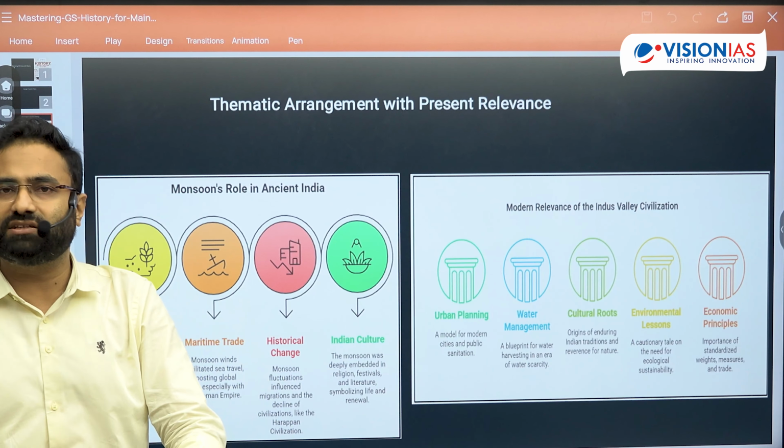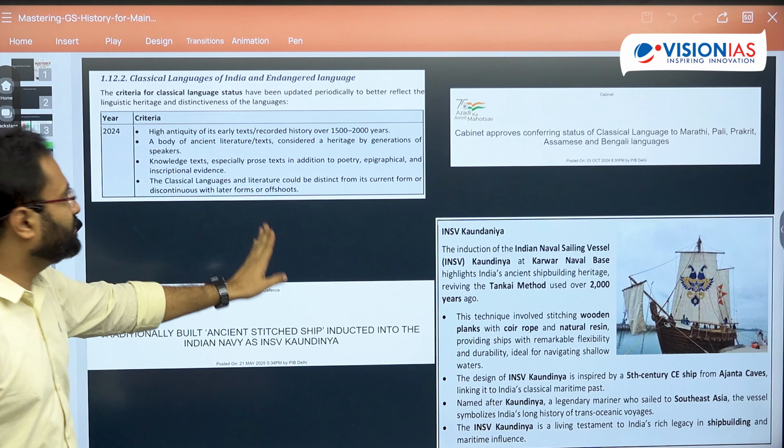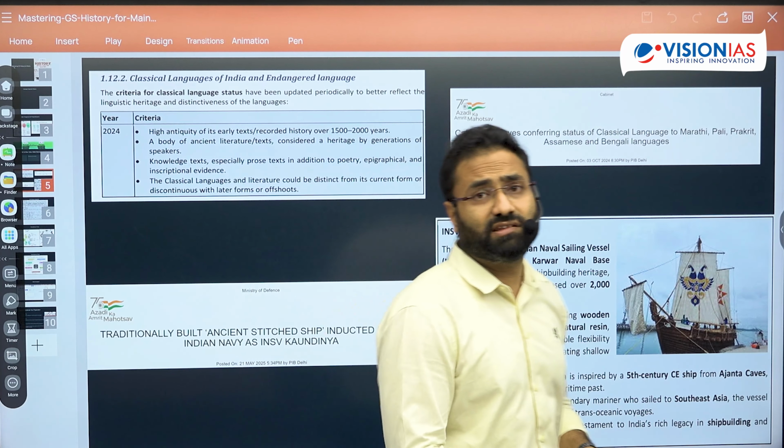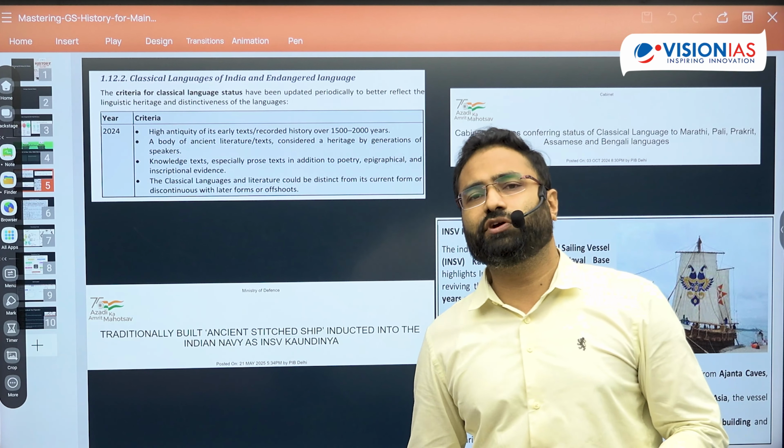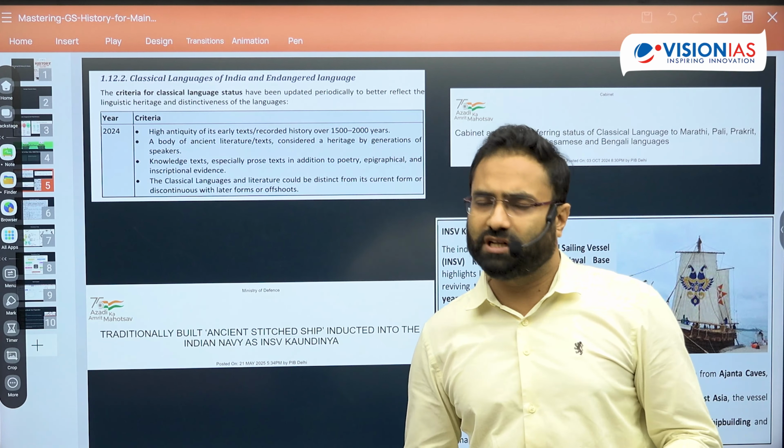Otherwise what happens is that we are preparing current affairs in silo and also the static portion in silo. So basically, let's say Marathi has been recognized as one of the classical languages this particular year. There is a high probability that UPSC can ask a question about the classical language. So that particular thing is provided. The criteria is provided: what is the criteria for recognizing any language as a classical language?